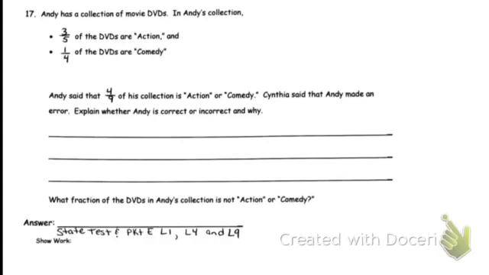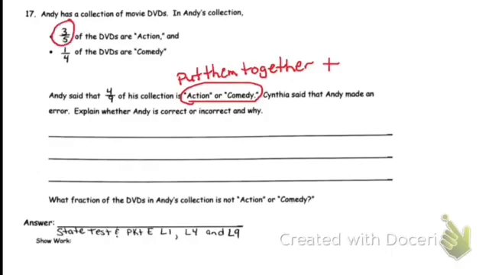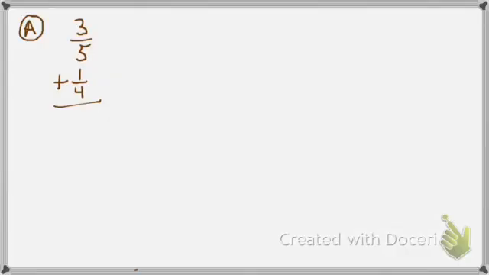Andy said that 4/9 of his collection is action or comedy. So if I put together the action and the comedy, I'll know how many of the DVDs are action or comedy. Put together, I know means addition. What am I going to put together? My action, which is 3/5 of the collection, and my comedy, which is 1/4 of the collection. Not much room here, so I'm going to move to the next page to solve the 3/5 plus 1/4.